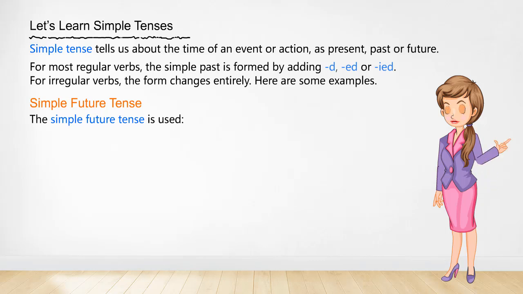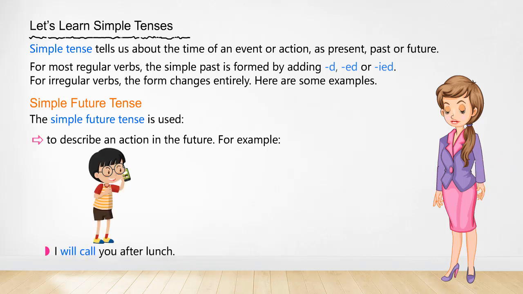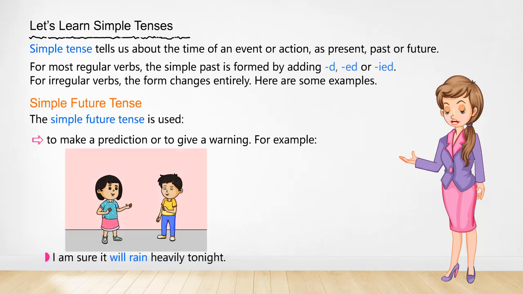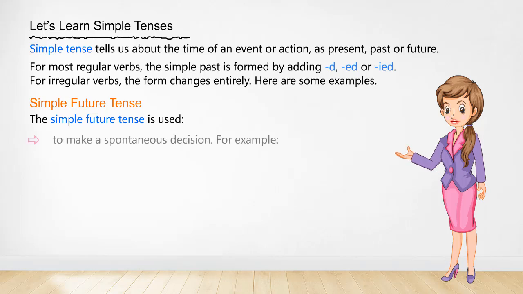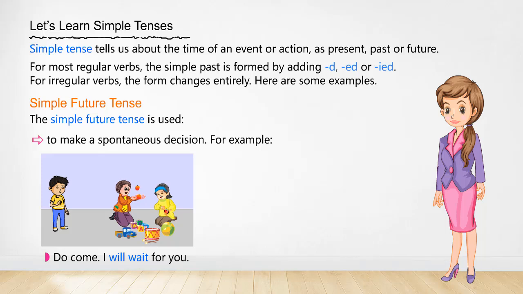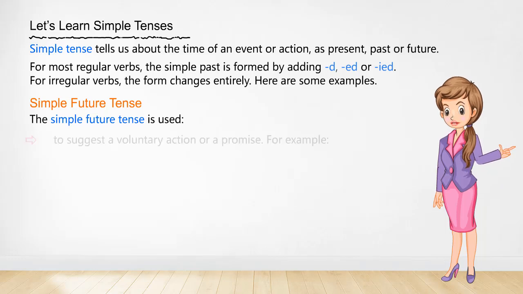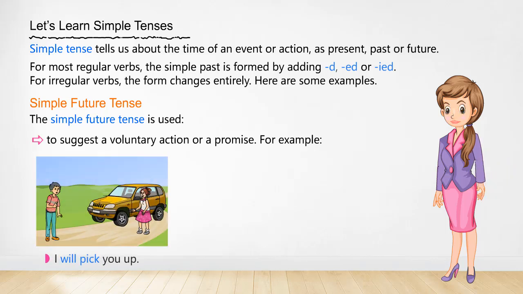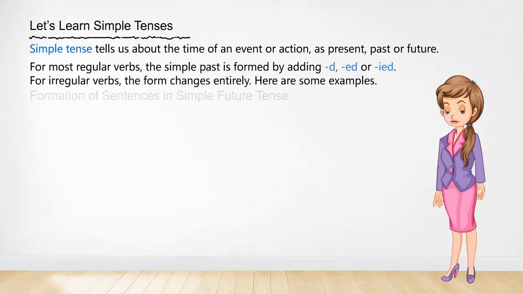The simple future tense is used to describe an action in the future. For example, I will call you after lunch. To make a prediction or to give a warning. For example, I'm sure it will rain heavily tonight. To make a spontaneous decision. For example, do come, I will wait for you. To suggest a voluntary action or a promise. For example, I will pick you up.